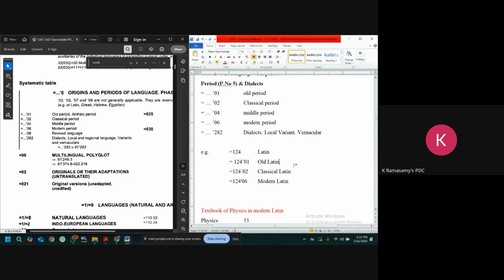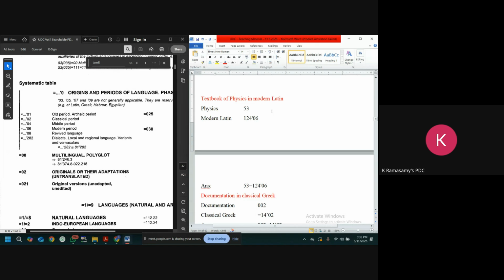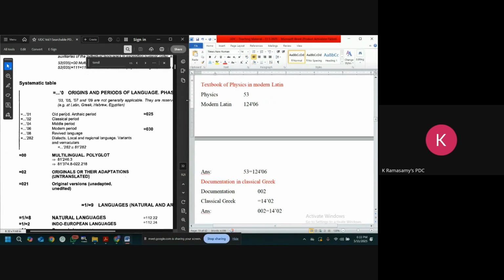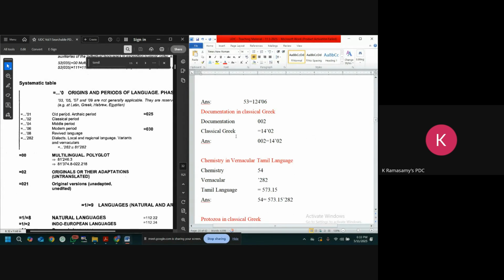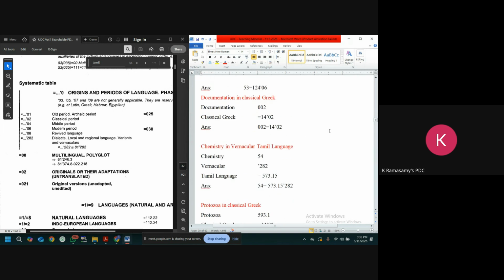Fine. Okay. Now we'll see. Textbook of physics in modern Latin. So I know the number for physics, 53. What is the number for modern Latin? You write equal to symbol 124 for Latin. What is the number for modern period? Single inverted comma 06. So what is the answer? 53 is equal to 124 single inverted comma 06. Fine, good. Then maybe we'll take another thing.